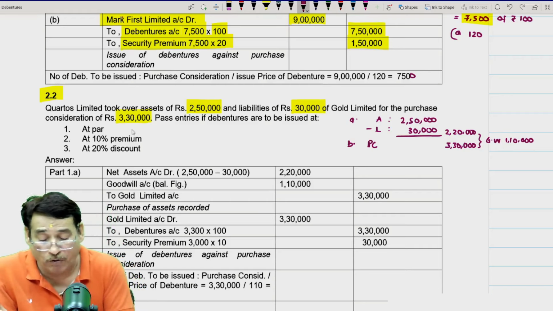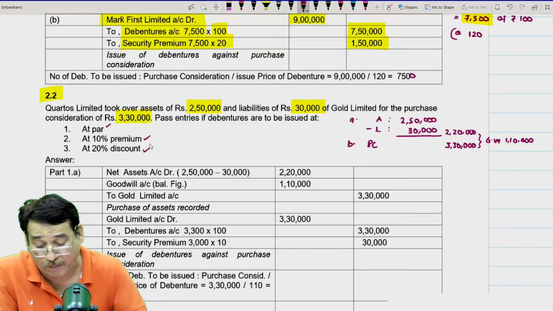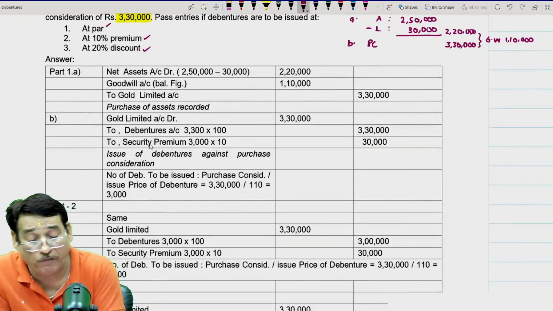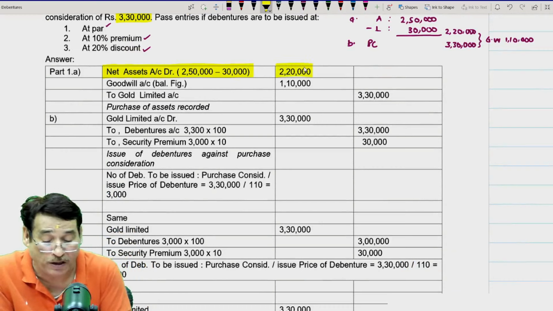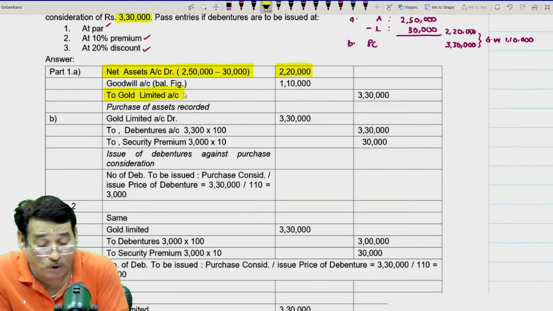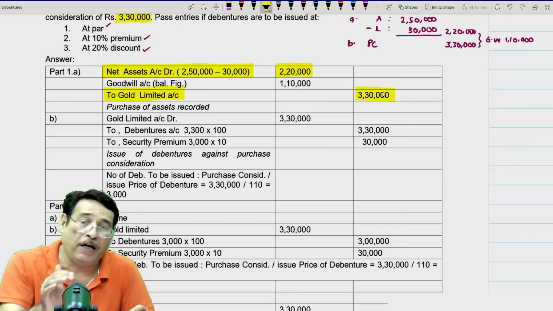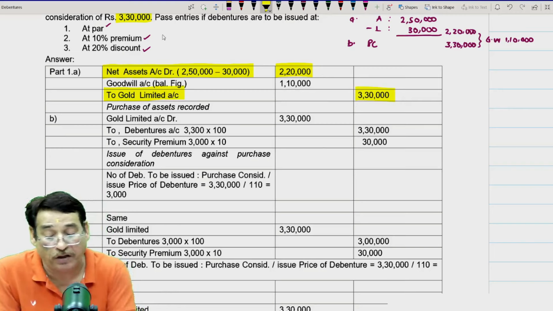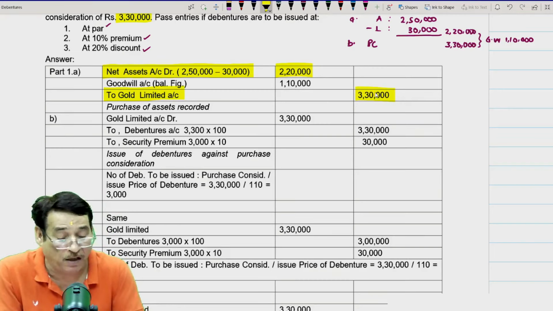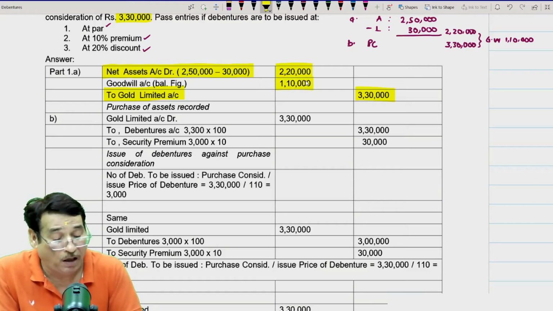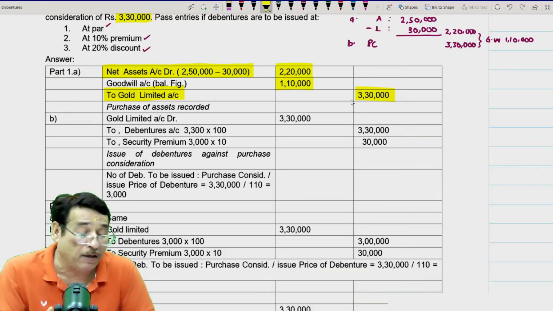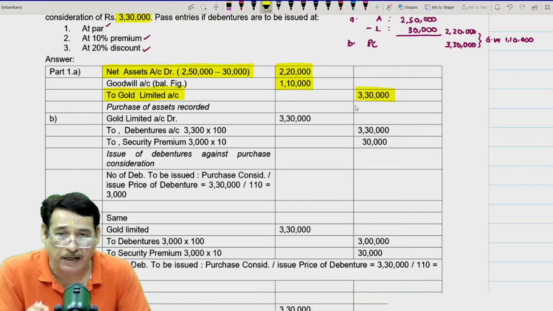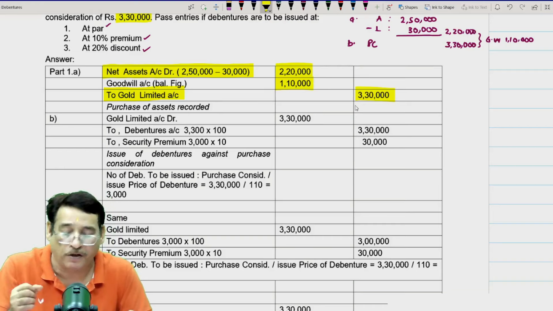Number one. Again, the question has asked what will be our entry if we are going to issue the debenture at par, at premium, at 20% discount. So similar to the last question, we will pass the entry even in this particular case. First of all, I will write net assets account debit 2,20,000, and to Gold Limited. Gold Limited is the supplier company, the vendor company. Gold Limited must be credited with the amount of purchase consideration, that is 3,30,000. So the difference will be debited to goodwill. However, if the difference would have been over here towards the credit side, in that case I would have written to capital reserve.